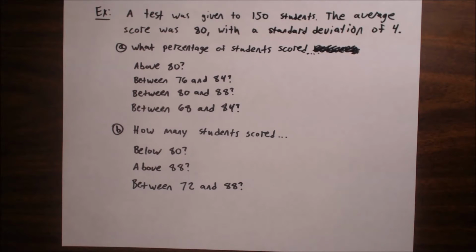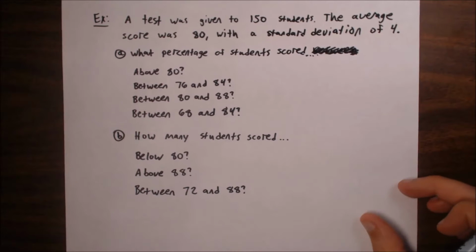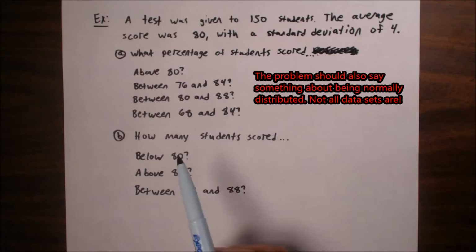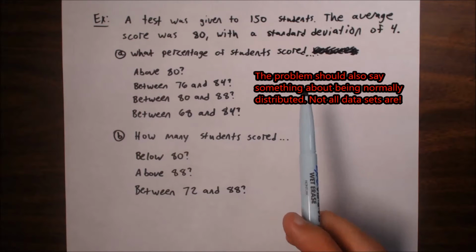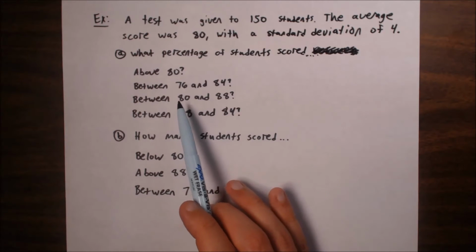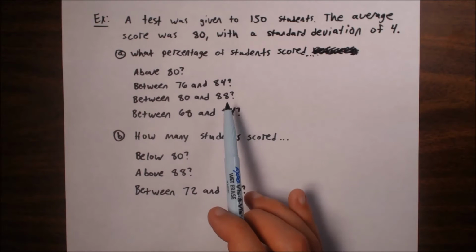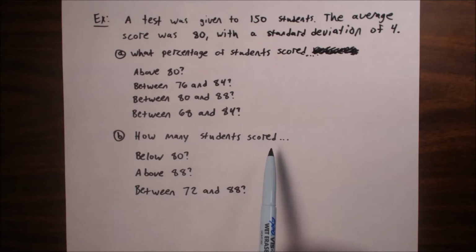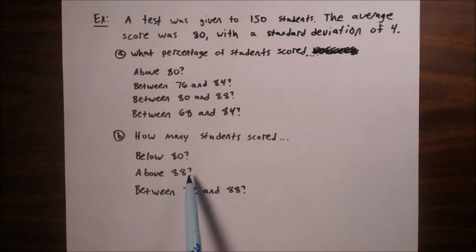Okay, so I've got some problems here, a couple different questions we're going to answer based on this situation. There's a test that was given to 150 students. The average score, that's our mean, was 80 with a standard deviation of 4. So we're going to answer these questions. What percentage of students scored above an 80, between a 76 and an 84, between 80 and 88, between 68 and 84? And then we're also going to answer how many students scored below an 80, above an 88, and between a 72 and 88.